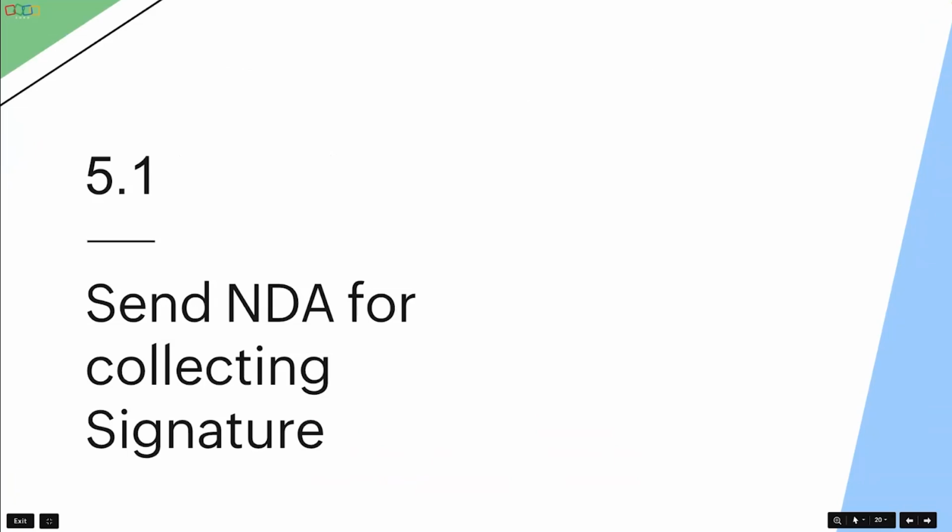So the first use case would be, let's say that there is an electronics manufacturing company selling electronic items in bulk, and they're looking to send a contract to their customers. But before they go ahead and share data, they want their potential customers to sign an NDA form. So let's look at how this can be automated easily for the sales team.